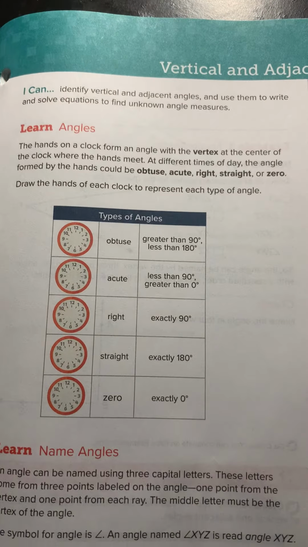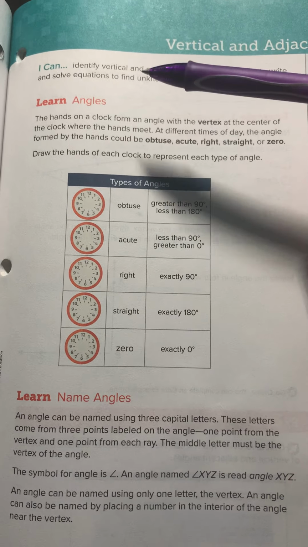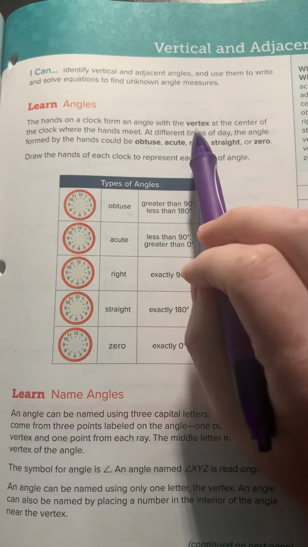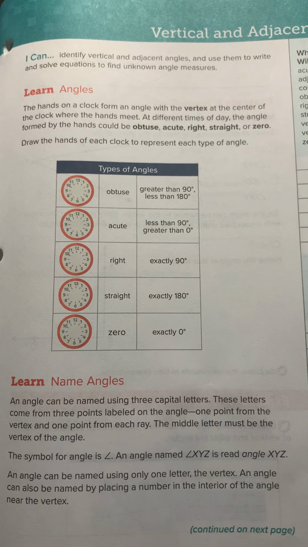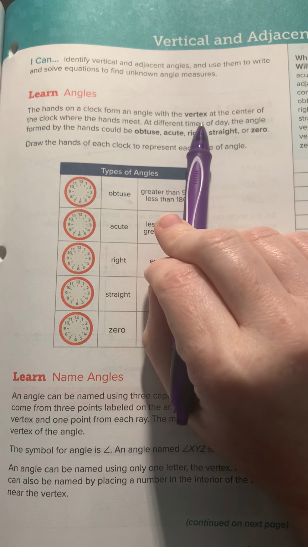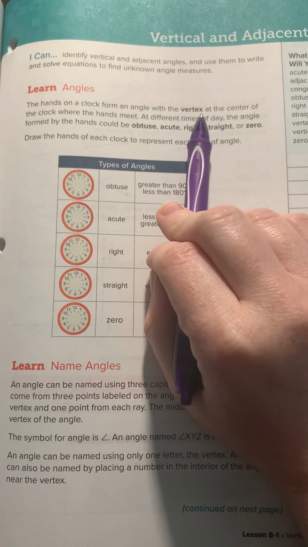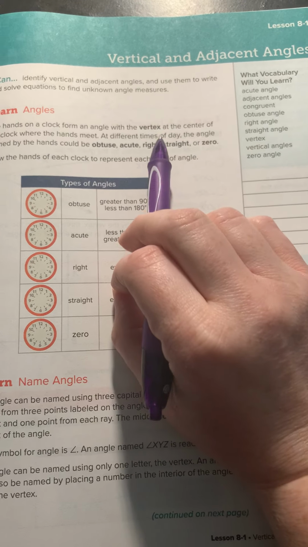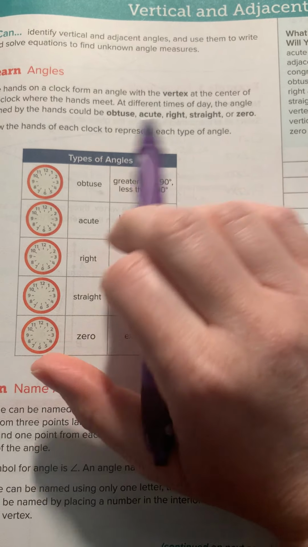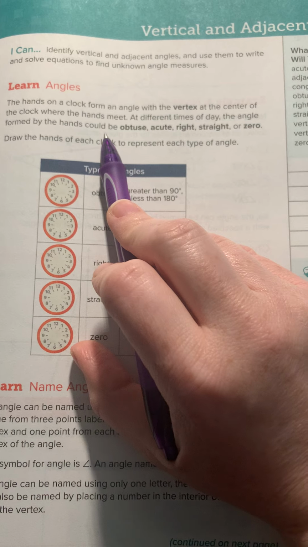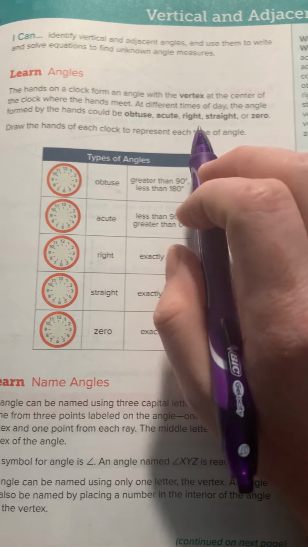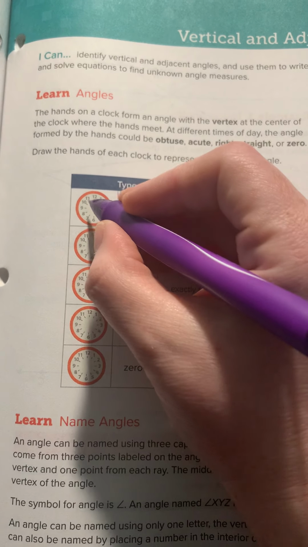Okay, so we're going to be working more with geometry now. We're going to start with angles. There's going to be some things you may have heard already and you may not have. So the hands on a clock form an angle with the vertex at the center. So when we're talking angles, the vertex is at the center. And at different times of day, the angle formed by the clock hands could be obtuse, acute, right, straight, and zero. So let's do a quick reminder.